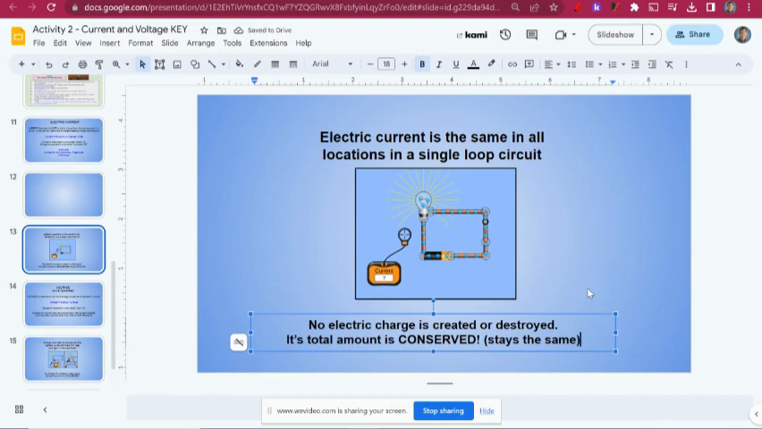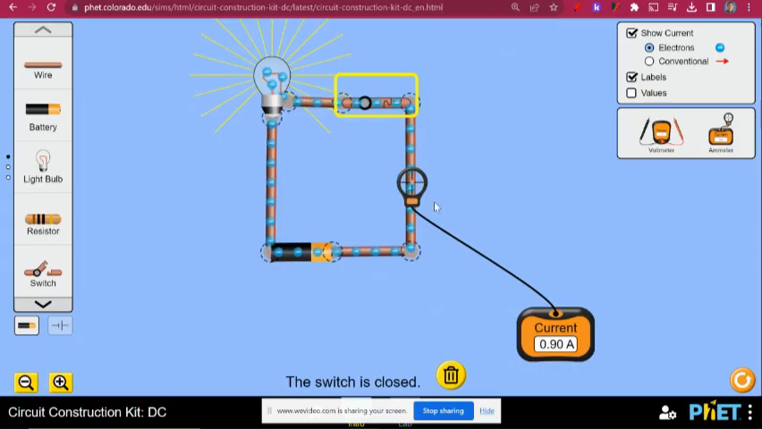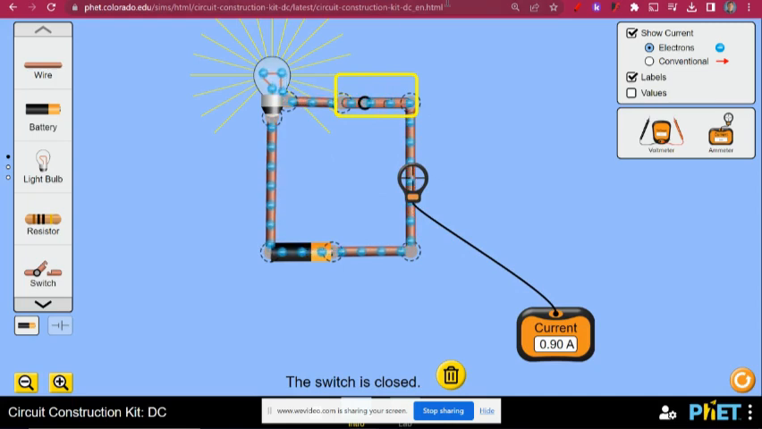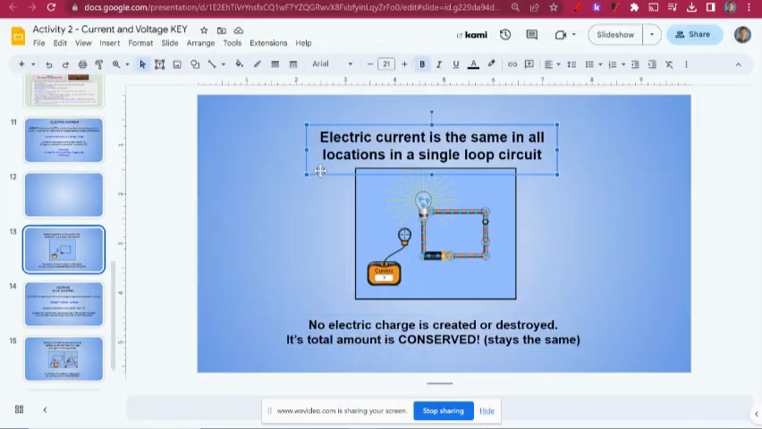And it is, because it's not like you have 0.9 amps here and then 20 amps over here. Because how could that happen? That would have to mean that somehow you have more charges over here than on this side. And that doesn't happen with electricity. So that's an important thing.